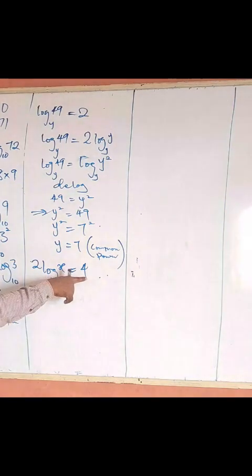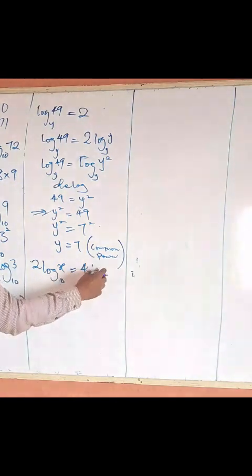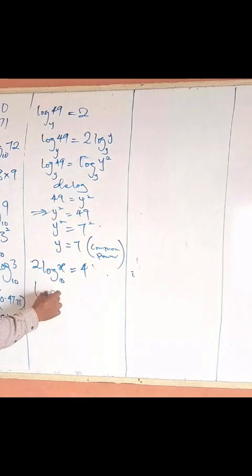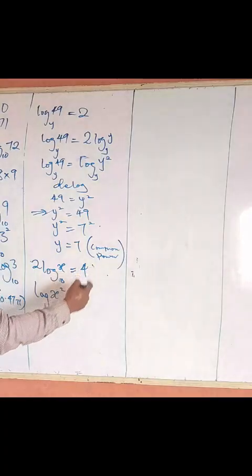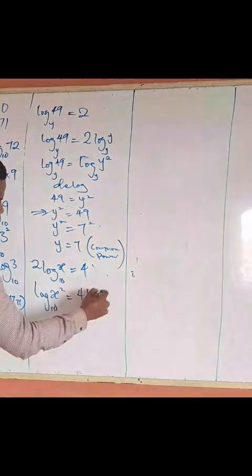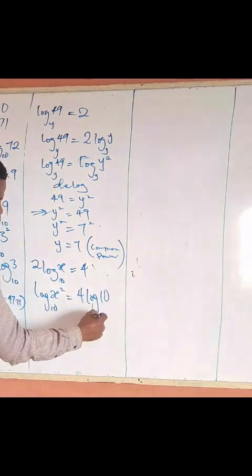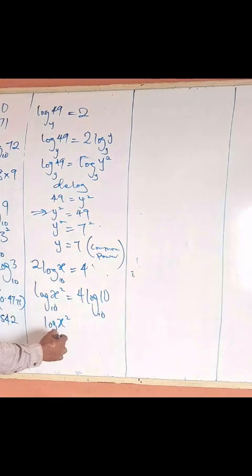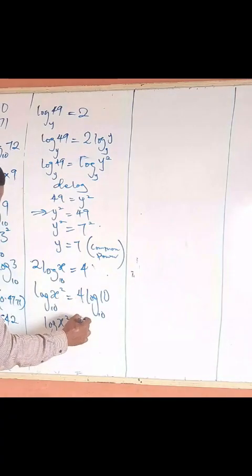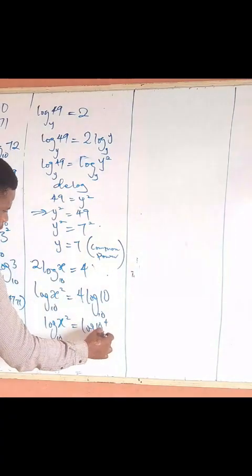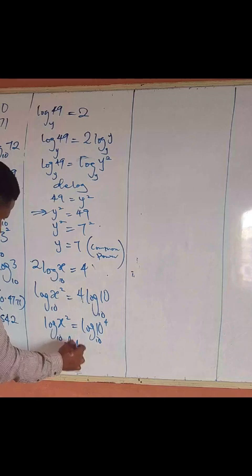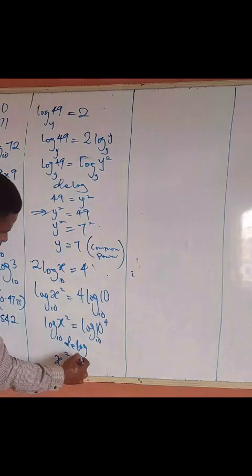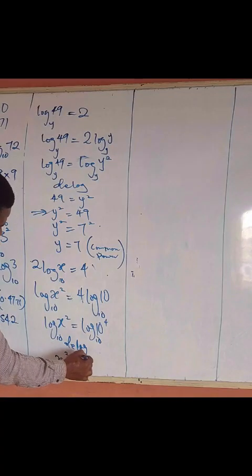You can say 10 raised to the power 4, or you now say log, you have to simplify this out. Log x raised to the power 2. Then you also work on this 4 log 10, where log 10 to base 10 is 1. Then you can now say log x raised to the power 2 equals log 10 raised to the power 4. Then you remove the log with the log. That's x squared equals 10 raised to the power 4.